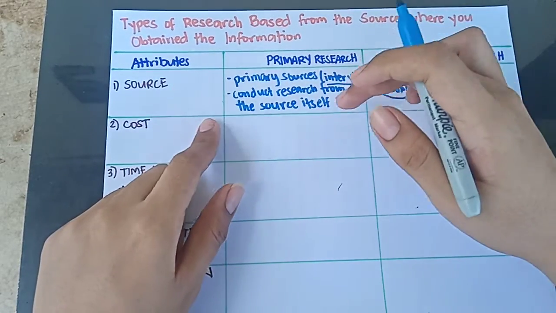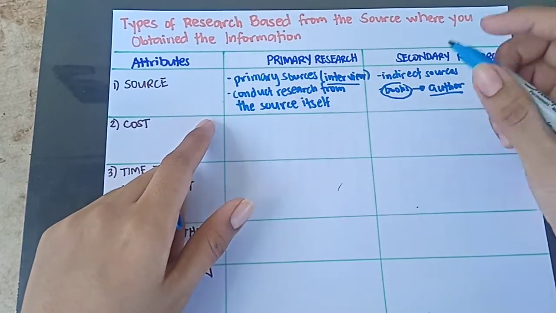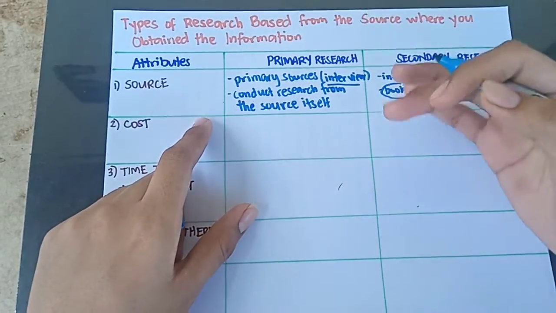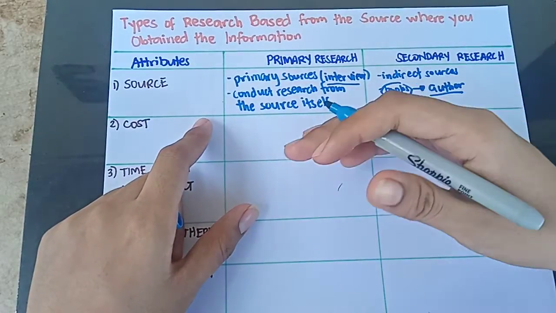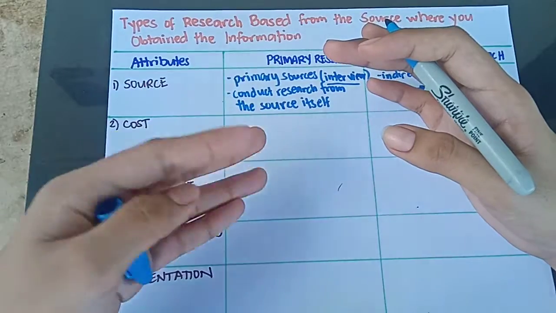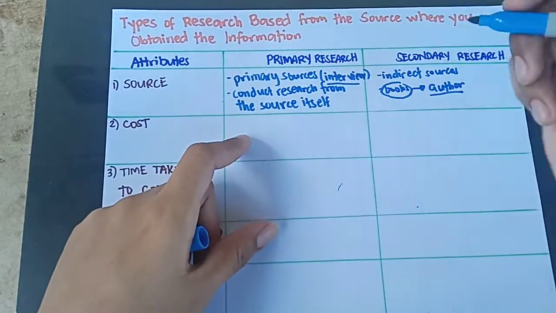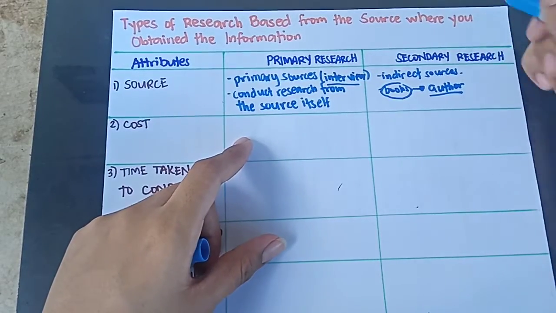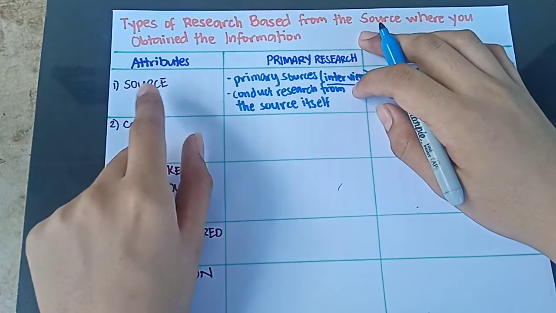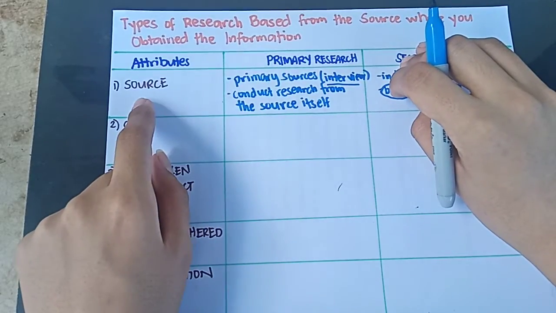Whereas in primary research, we conduct research when we interview the primary source. And these primary sources can be the author, can be professionals like a doctor when you interview a doctor. But when you use a material authored by the doctor, it is now a secondary or indirect source. So that is the main difference between primary research and secondary research in terms of source.